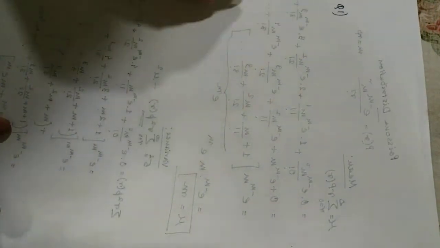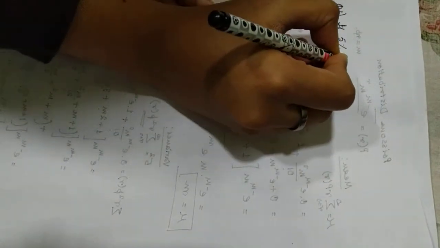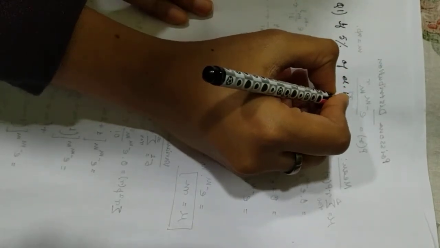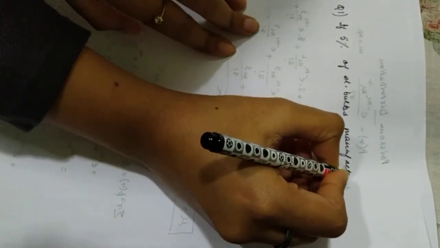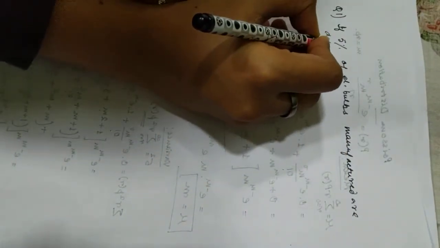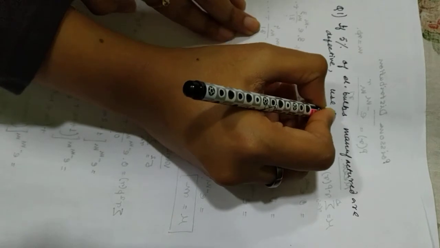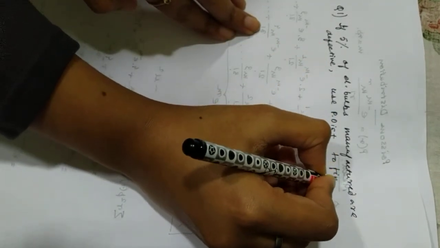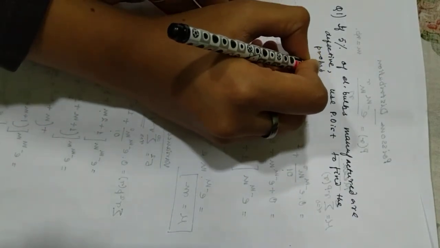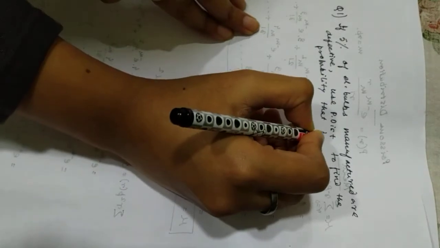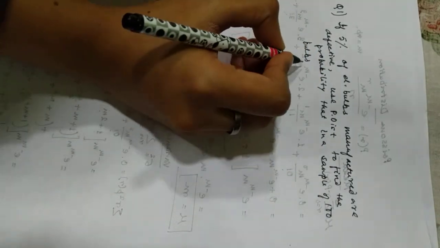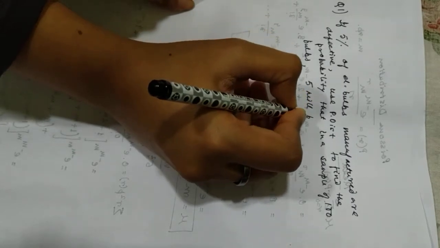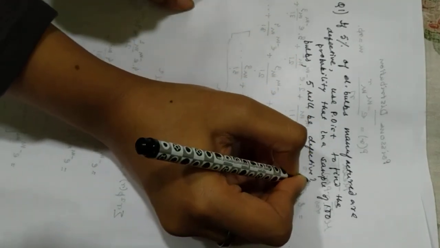Say for example, question 1. If 5% of electric bulbs manufactured are defective, use Poisson distribution to find the probability that in a sample of 100 bulbs, 5 will be defective.